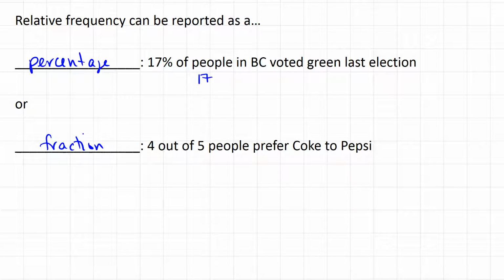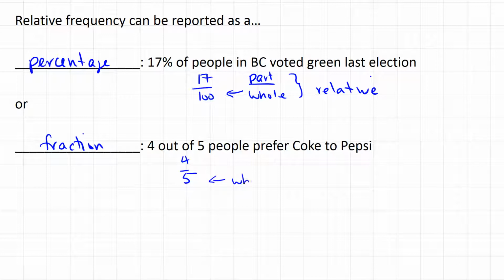That means 17 out of 100. So you're comparing to the whole population, and this is the part. So that's why it's called a relative frequency. Here it is 4 out of 5. So this is the whole, and this is the part here. So again, relative frequency. So relative frequency has a lot of advantages.